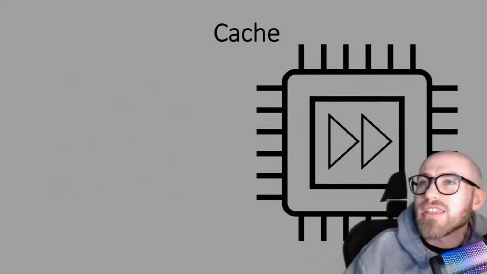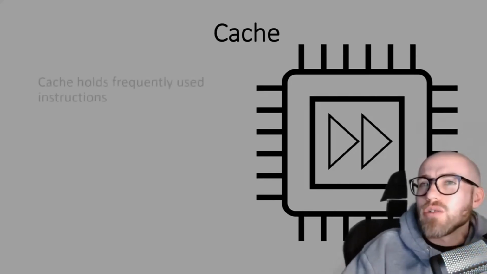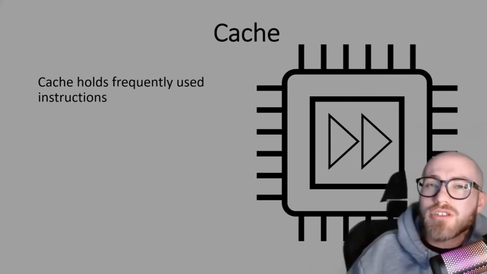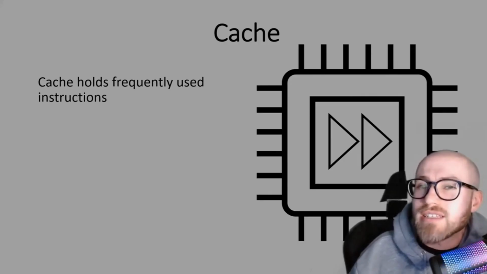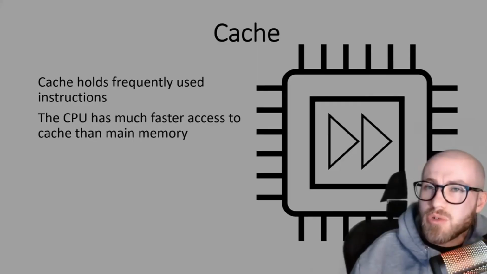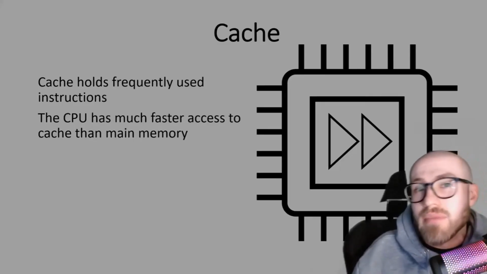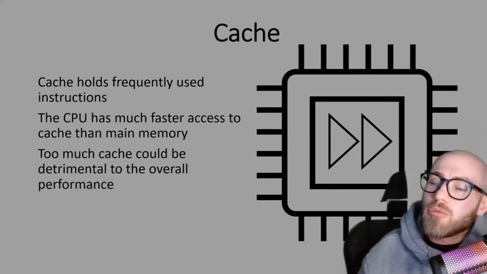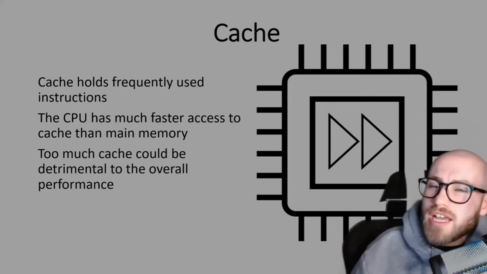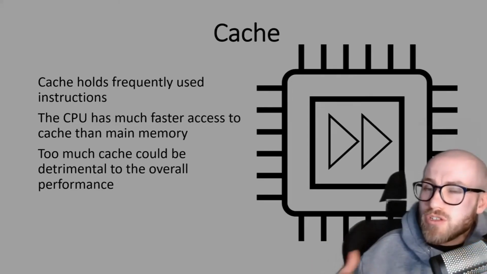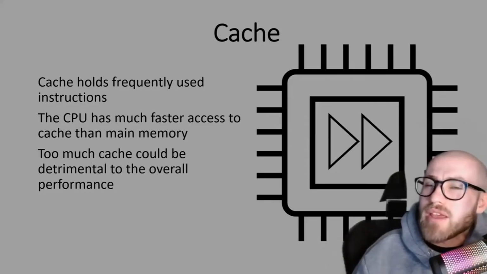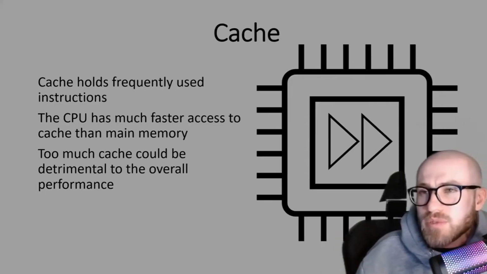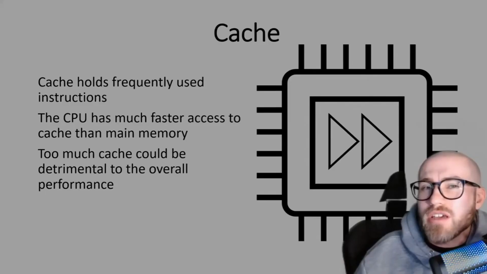And the final thing that will affect the performance of the CPU is the cache. Cache holds frequently used instructions, and it's located on the CPU. It has much faster access to cache than main memory. Too much cache could be detrimental to the overall performance. Some cache memory is good because you do have faster access to cache than main memory, and that will speed up the performance of the CPU.